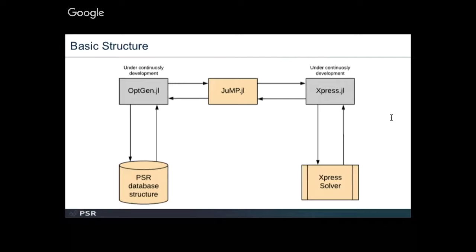That's it. The gray boxes that I drew there, Optgen and Xpress.jl, are under continuous development at PSR. Optgen is something I've been working on for 2 years at PSR, and Xpress.jl is a repo built at PSR by Joaquim, which permits us to use the Xpress solver with JuMP. They are both under continuous development at PSR.